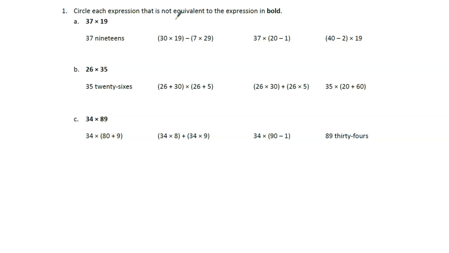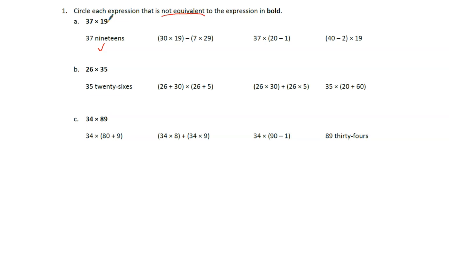So make sure that, usually they ask you to find the correct answer. Now they're asking us to find the answers that are incorrect. So let's take a look here at number 1A. We have 37 times 19. Well, we know that 37 19s is equivalent, so we're not going to circle this one. This is correct, so I'm just going to put a check mark underneath there. That is equivalent to 37 19s.